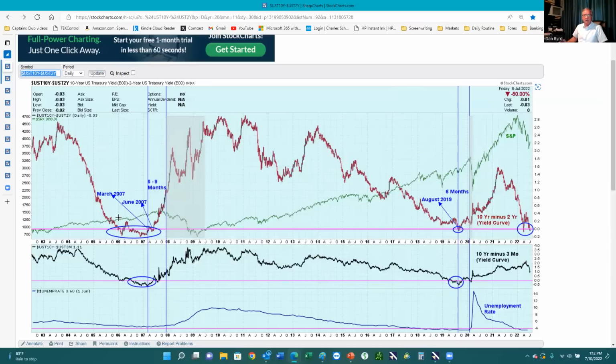So while CNBC loves to get viewers and keep you there so you can see their commercials, they're going to talk ad nauseam about the 10 and 2 inversion. Oh, there's an inversion. That means that a recession is coming. Well, it might mean a recession is coming, but it doesn't mean it's going to be tomorrow.